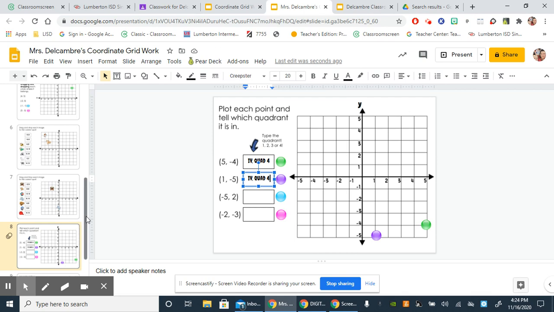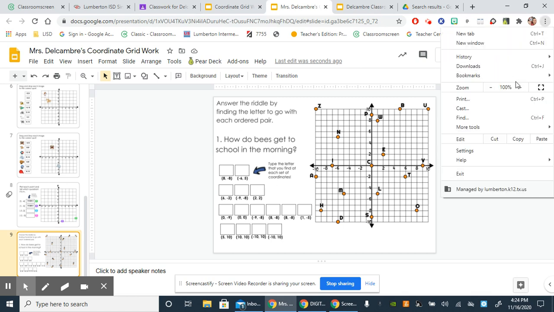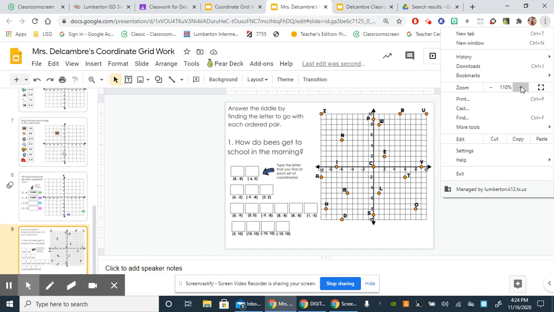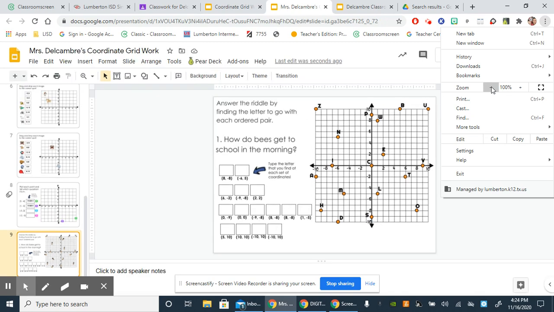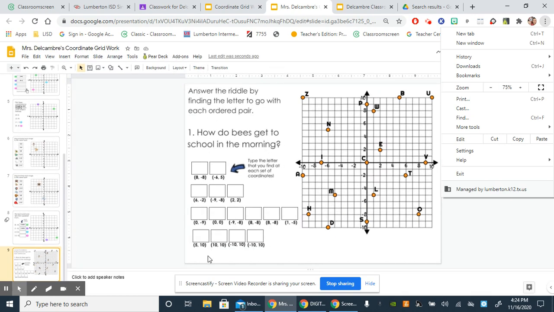And the last one that you have, which is slide 9, is to answer the riddle by finding the letter to go with each ordered pair. How do bees get to school in the morning? So if you can't read it, zoom it in up here. Do you see? I can zoom this in. Actually, I have to zoom out. Making these smaller makes this bigger for some reason. You think of it as the opposite, but it's not.